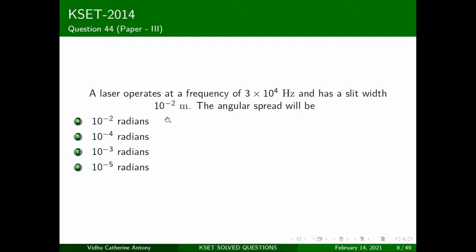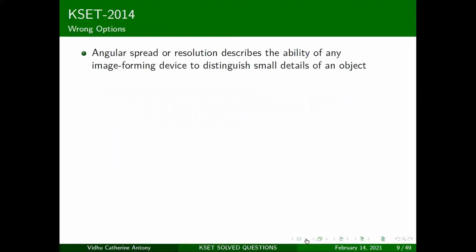So these are the different angular spreads or angular resolutions that are given to you. Now let's look into what we mean by angular spread or resolution. Basically, it is the ability of an image forming device to distinguish small details of an object. Let's say you're standing far away from a wall and there are 2 points on the wall. The resolution of your eyes would be the capability to resolve these 2 points as separate. If you look from far away, it is going to be like a blob, but if you look closer, it would be 2 separate points.